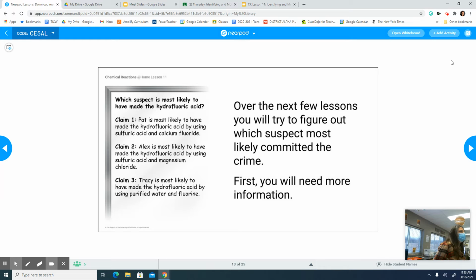Here are our 3 claims. Pat is most likely to have made the hydrofluoric acid using the sulfuric acid and calcium fluoride. Alex is most likely to have made it using the sulfuric acid and the magnesium chloride. Or Tracy is most likely to have made the hydrofluoric acid by using purified water and fluorine.